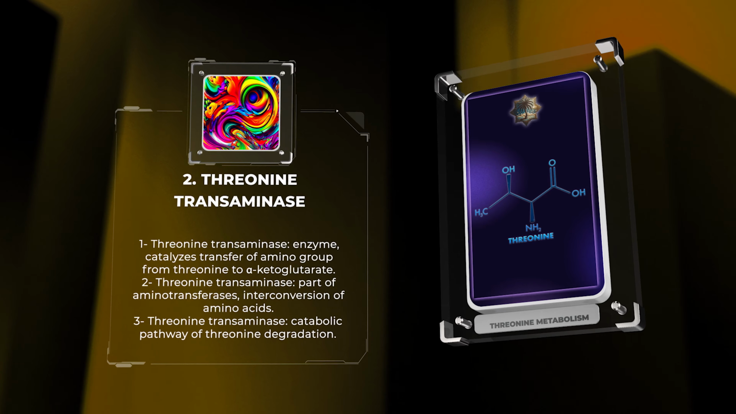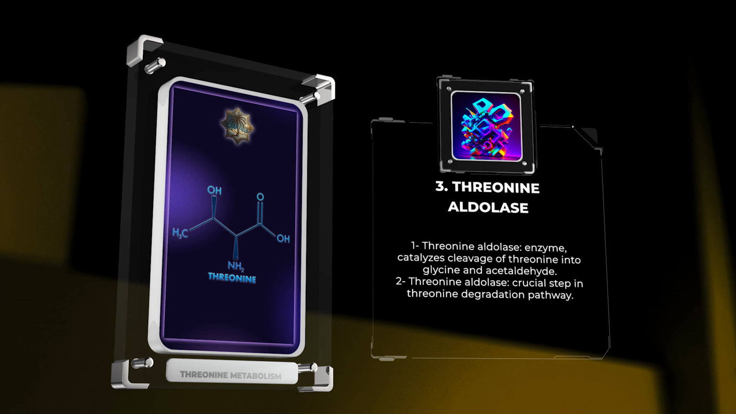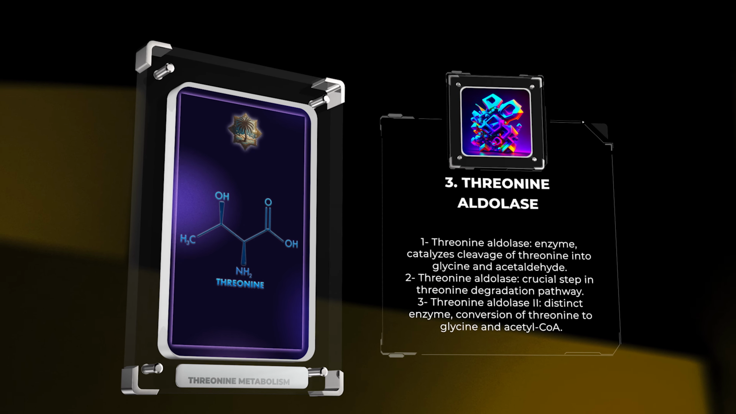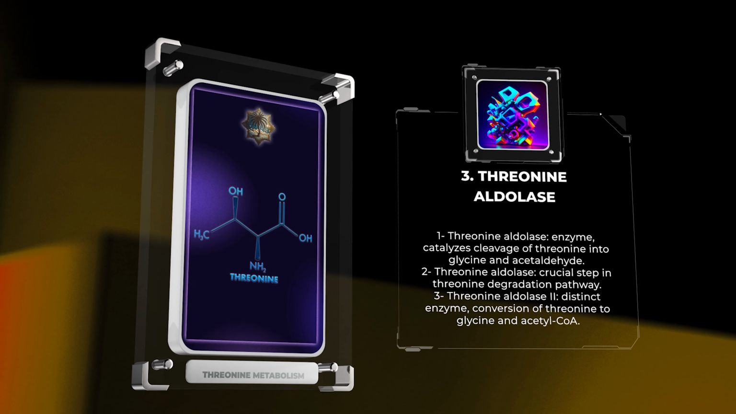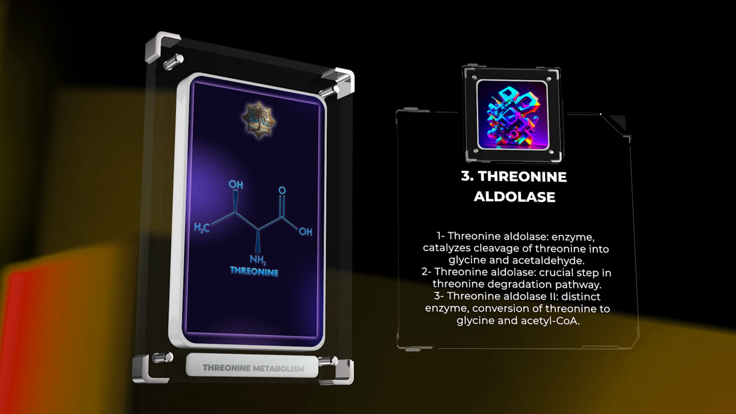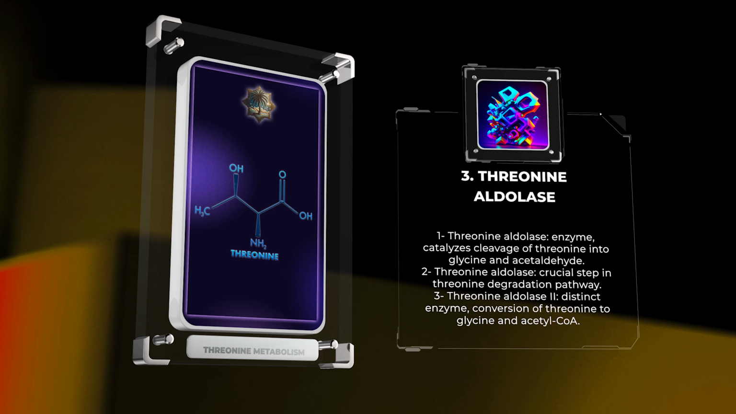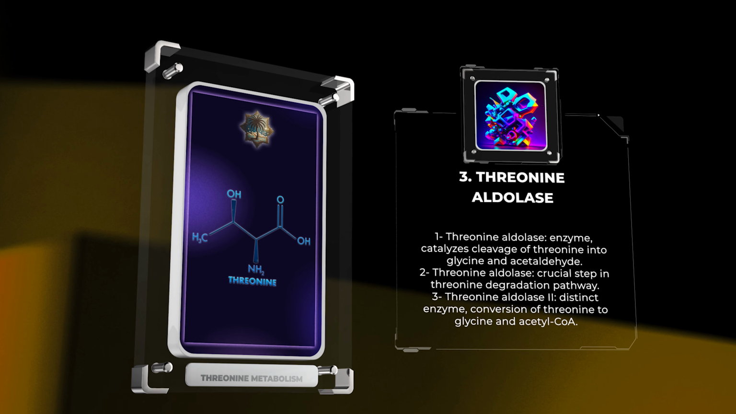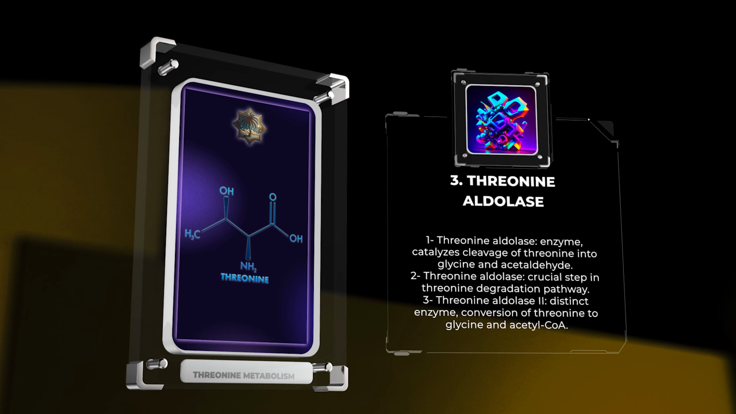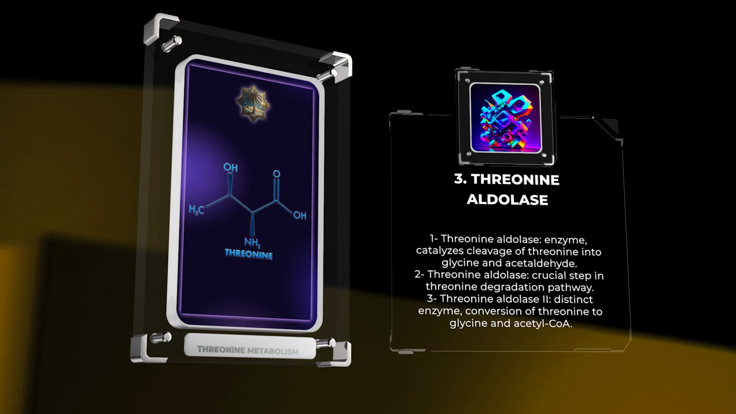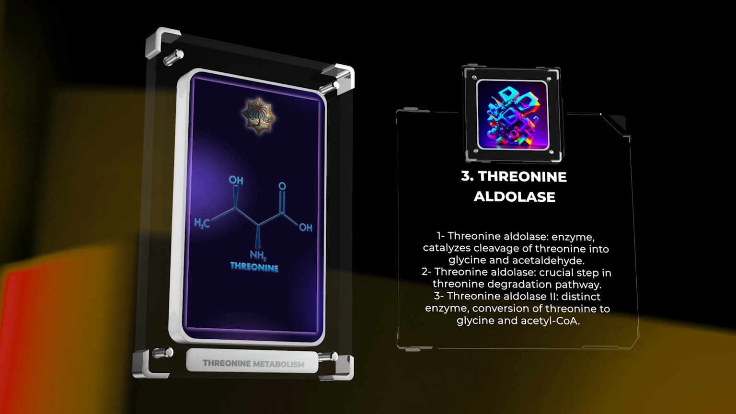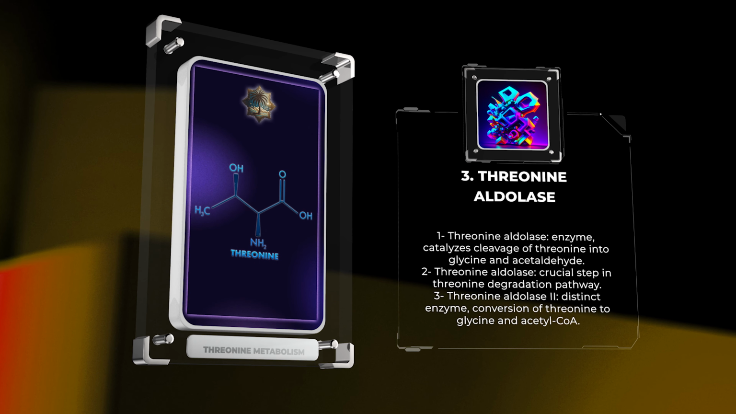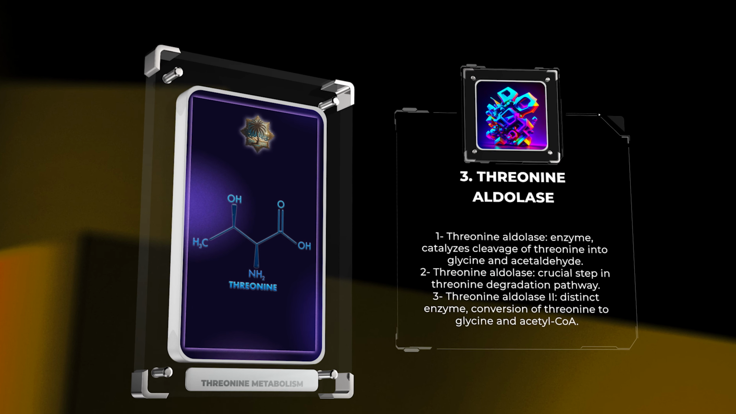and other important metabolites. Threonine aldolase, also referred to as threonine aldolase I, is an enzyme that catalyzes the reversible cleavage of threonine into glycine and acetaldehyde. This reaction is a crucial step in the degradation pathway of threonine. Threonine aldolase has been identified in various organisms, including bacteria, fungi, plants, and animals. Interestingly, threonine aldolase II, a distinct enzyme found in certain bacteria, catalyzes the conversion of threonine to glycine and acetyl-CoA, highlighting the diversity of the threonine degradation pathway.